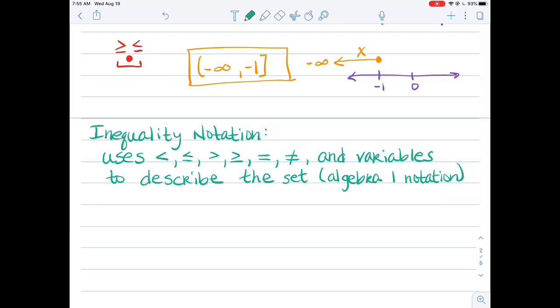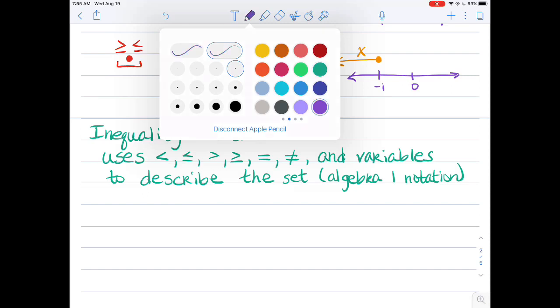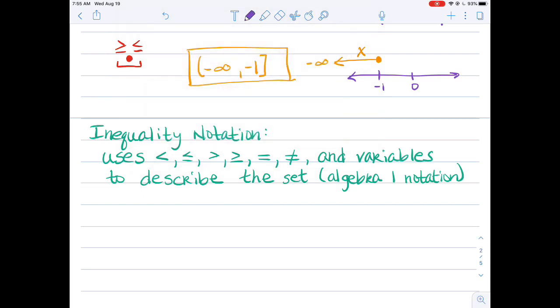The next notation that we're going to look at is inequality notation. So if you'll please go ahead and pause the video and jot these notes down, then we'll talk about it. Okay, welcome back. So inequality notation is the notation that you should be most familiar with from Algebra 1.